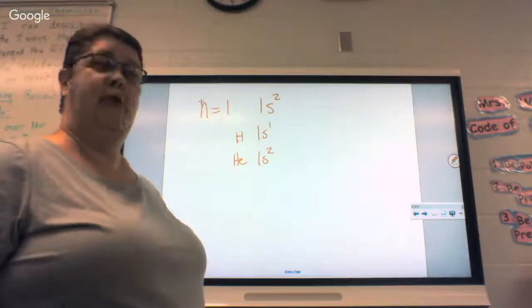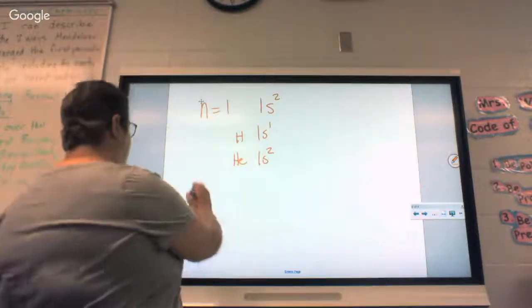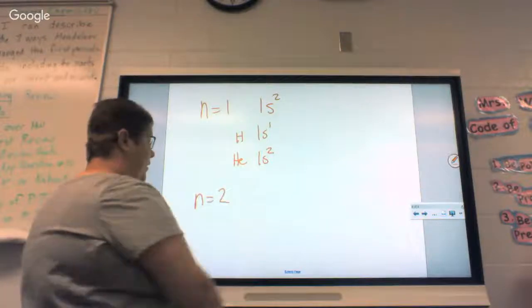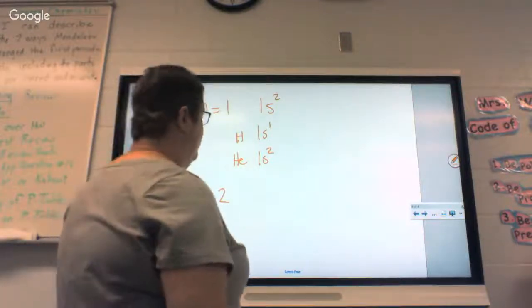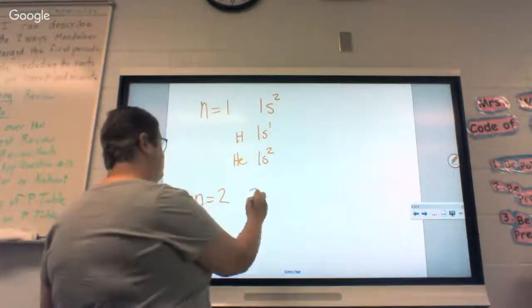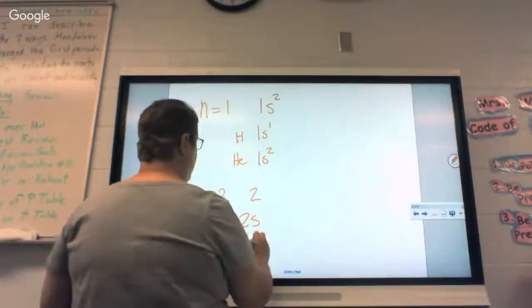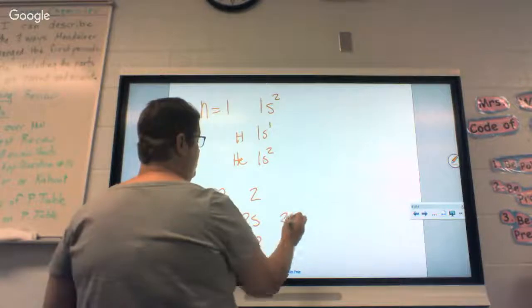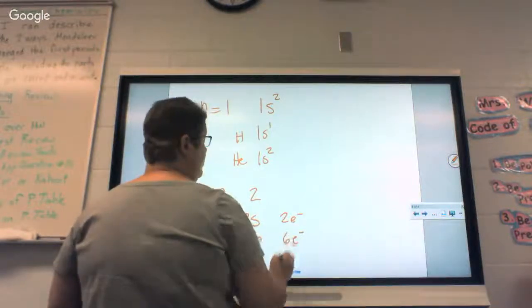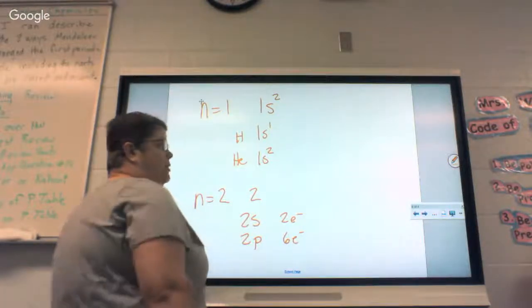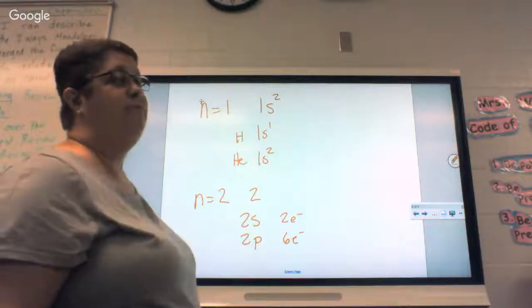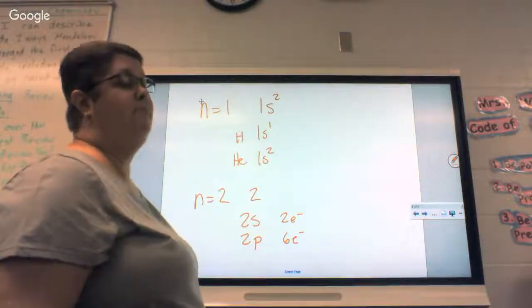Then you got to go to the second period. So then you're at n equals 2. And then n equals 2 has how many sublevels? And their names are? So you've got 2 electrons here and 6 electrons there for a total of how many? How many elements should we have there?